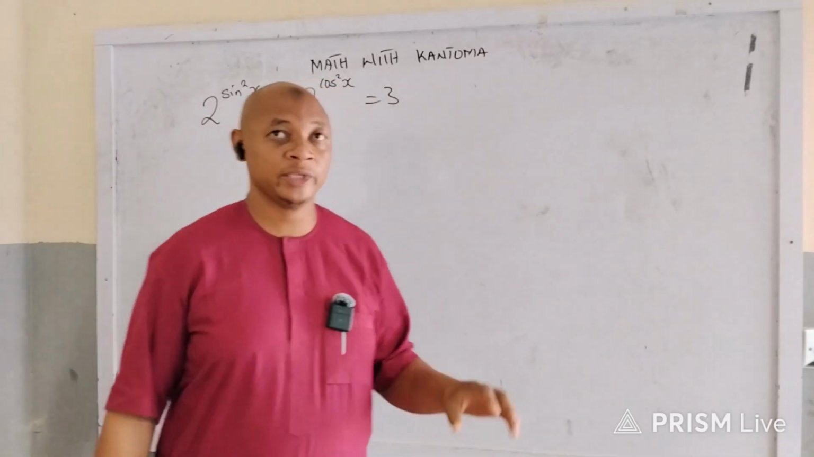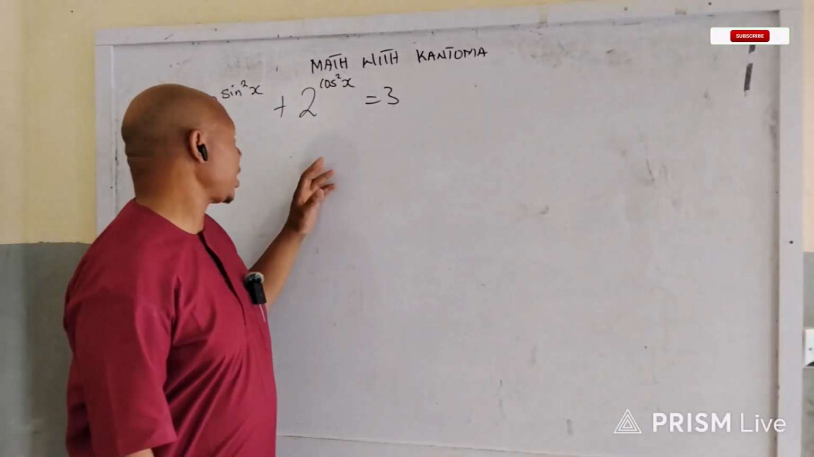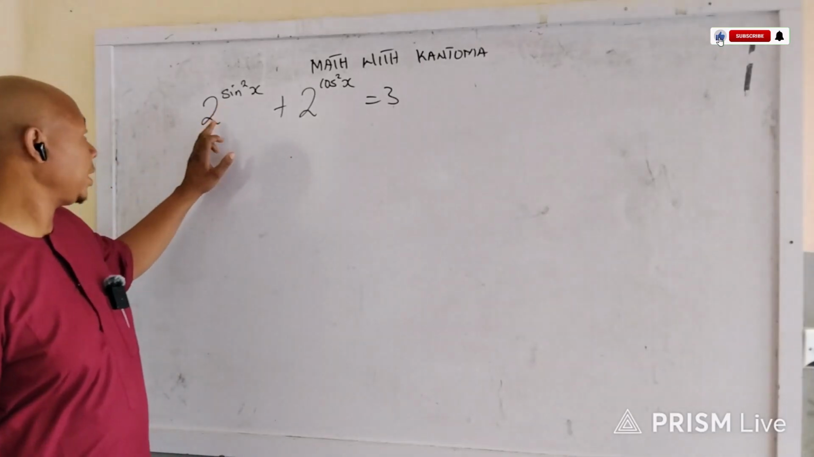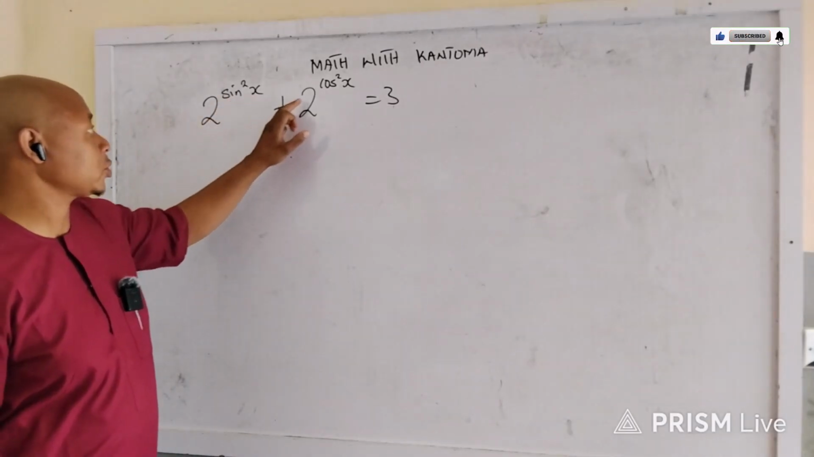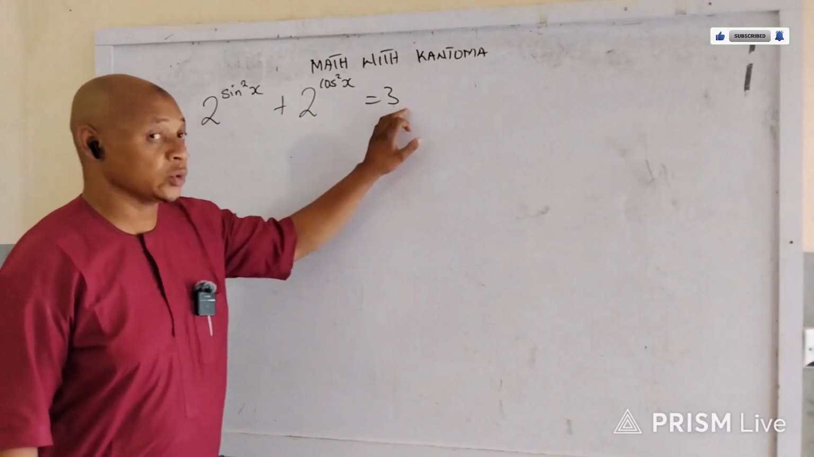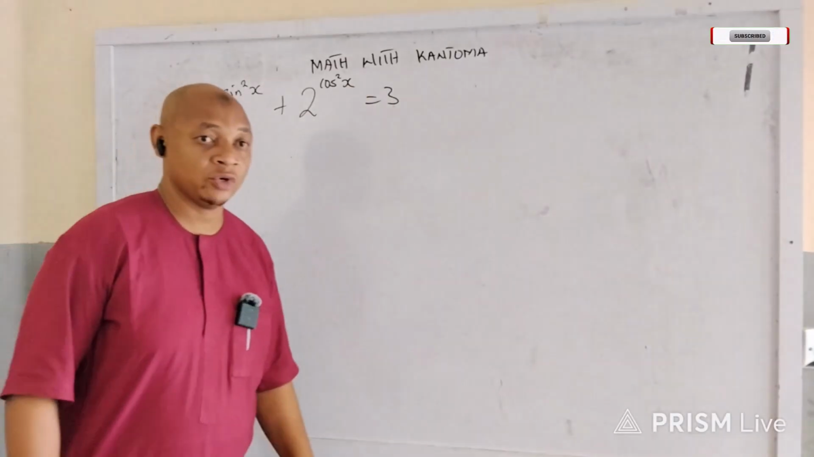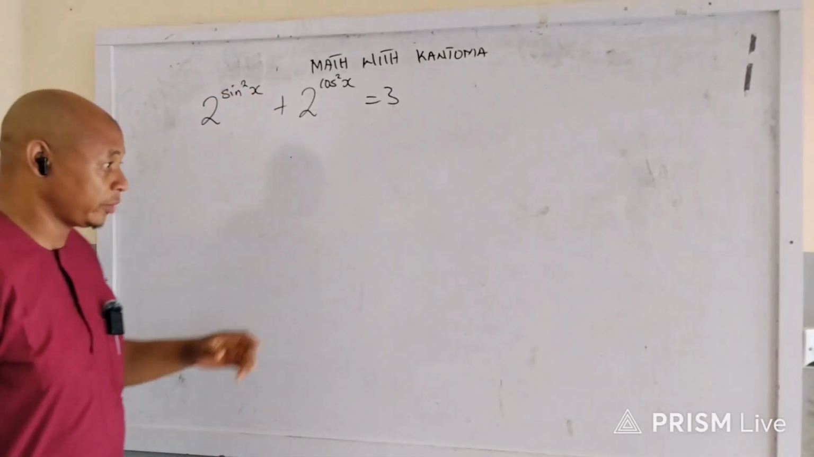In today's class, we're dealing with this problem. We have to find the value of x here, meaning 2 raised to the power of sine square x plus 2 raised to the power of cos square x equals 3. So we are asked to find the value of x. Now let's see, how do we find the value of x?